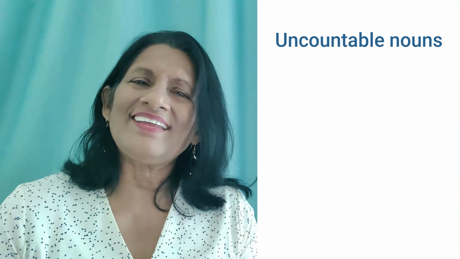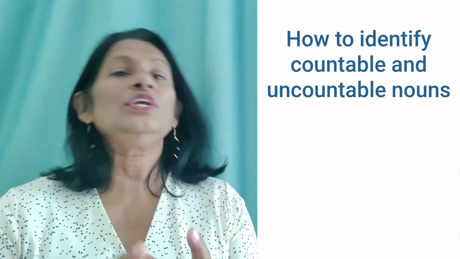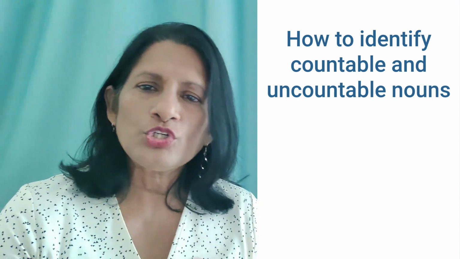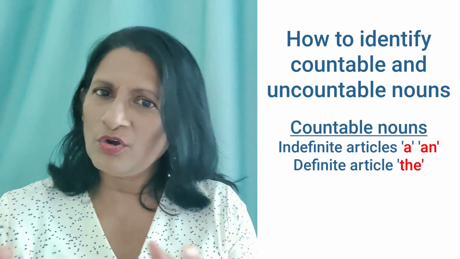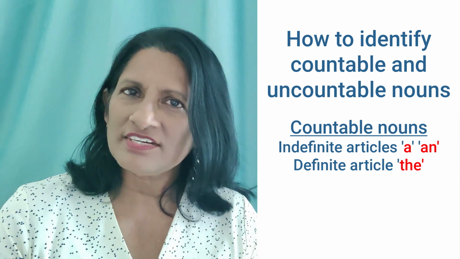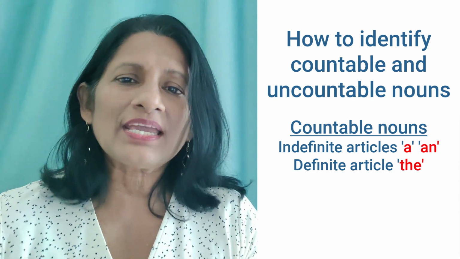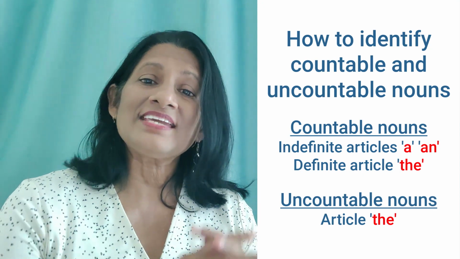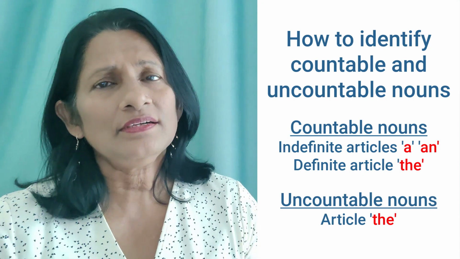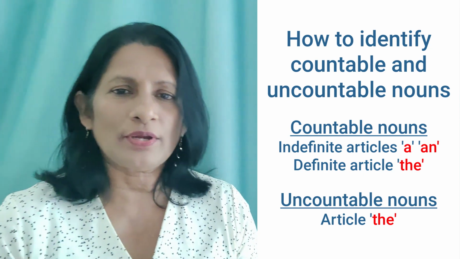So how can you tell if a noun is countable or uncountable? One way is to look at the article that we use along with them. Countable nouns usually take the indefinite article, which is a or an, and the definite article the. For example, you will say a cat or the cats. Uncountable nouns, on the other hand, take the article the, or there is no article: water or the sugar.